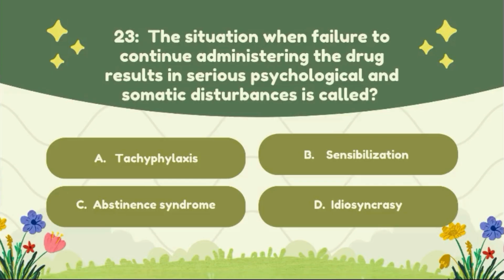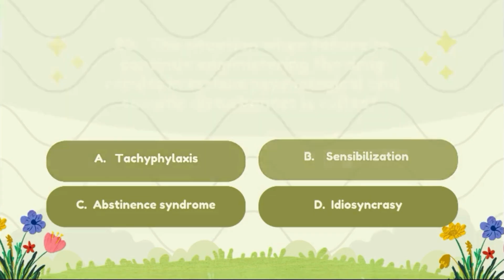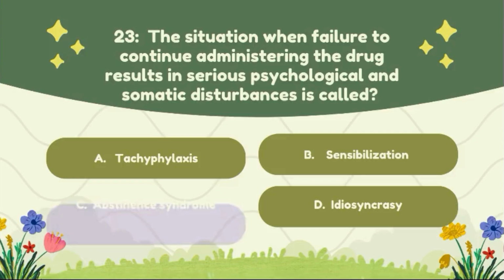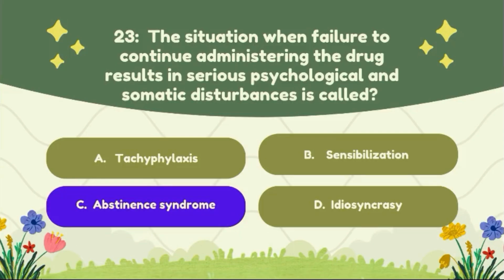Question number 23. The situation when failure to continue administering the drug results in serious psychological and somatic disturbance is called A, tachyphylaxis, B, sensitization, C, abstinence syndrome, and D, idiosyncrasy. So the correct answer is C, abstinence syndrome.